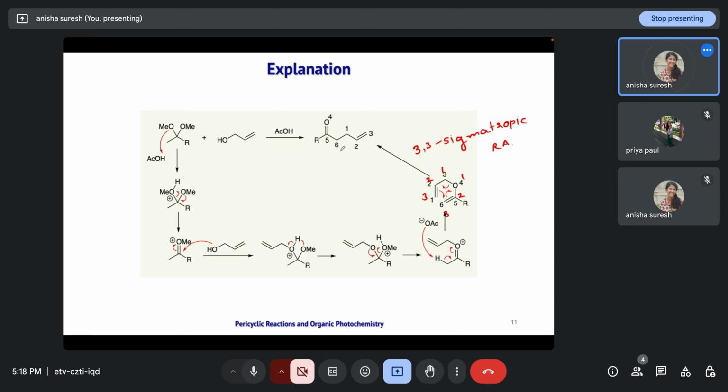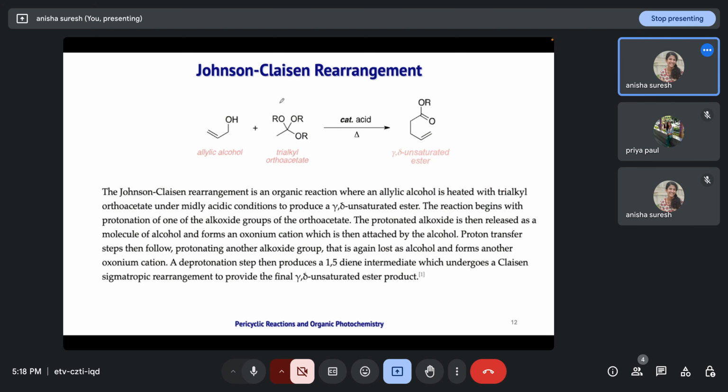Is it clear? Yes. Okay, so this is known as the Johnson-Claisen rearrangement. Here, an allylic alcohol and a trialkyl orthoacetate will be present, and in the presence of catalytic acid and under heating conditions, it will result in the formation of a gamma, delta unsaturated ester. So this is what we have to keep in mind. This is what makes it different from other Claisen rearrangements.